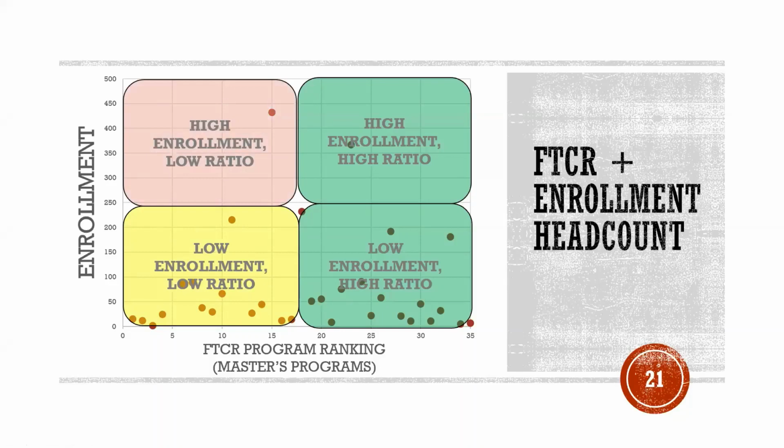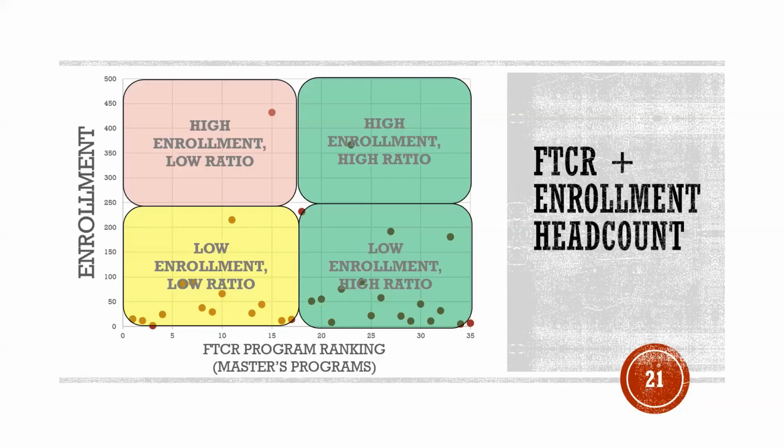So these are the programs that have high enrollment, but a below average full text coverage ratio. So if you look at this chart, you'll see that in this case, there's just one dot in that quadrant. And so for us, that was a master's degree in education. And so it was an easy decision once we saw this chart to decide to look into ways of better supporting our education master's students by increasing our coverage in their area for our journals.